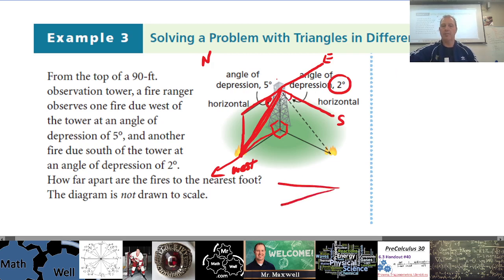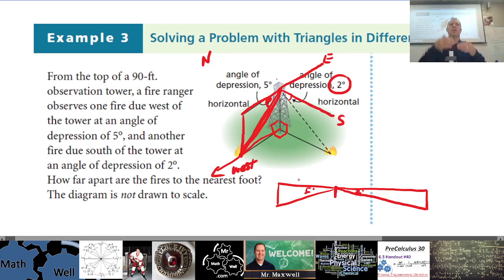We would have 5 degrees, and I would have 2 degrees. Okay? Now the ground is the same distance from the top of the tower, so guess what? The 2 degree fire, if it's a little smaller angle, it has to get all the way down to ground level. So does it make sense that the 2 degree fire is further away from the tower than the 5 degree fire? A little bit?